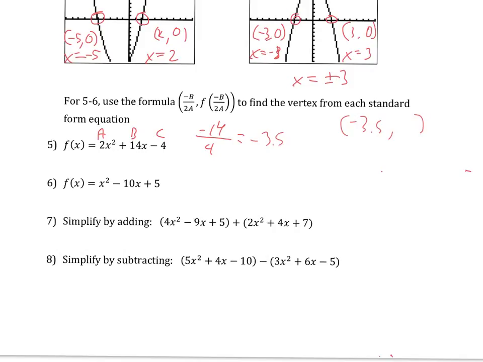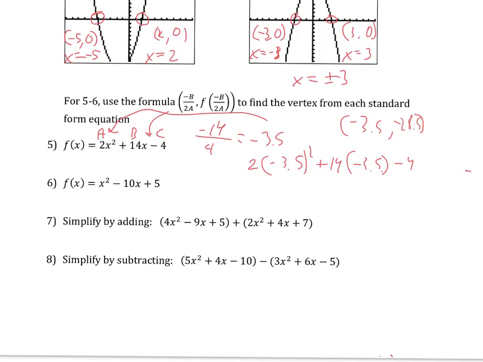So now you're going to try a calculator or whatever, and you're going to need to calculate this. 2 times, what I'm doing is plugging that back into those 2 spots there. -3.5 squared plus 14 times -3.5, and then I'm going to minus 4. You just need to type that into a calculator, and that comes out to be -28.5. Again, don't freak out about the decimals, it just happens.